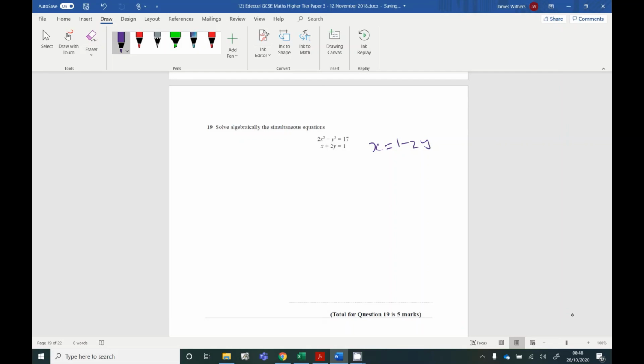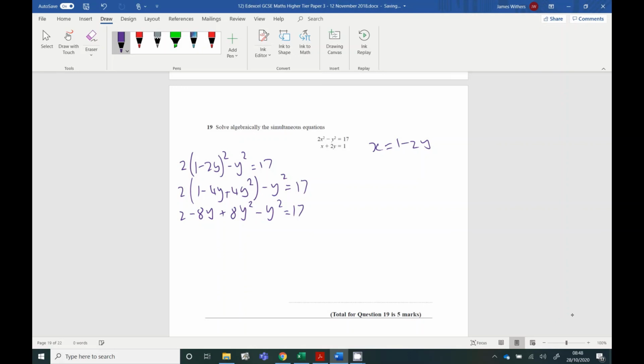So we're going to take this and substitute it into the first equation. So 2 lots of x squared is actually 2 lots of 1 minus 2y all squared, minus y squared, equaling 17. So multiply out that pair of brackets. So obviously that's 1 minus 2y multiplied by 1 minus 2y, and that gives us 1 minus 4y add 4y squared, and we're still minusing the y squared equaling 17. So now multiply all the terms in the bracket by 2. So 2 minus 8y plus 8y squared minus that y squared equals 17.